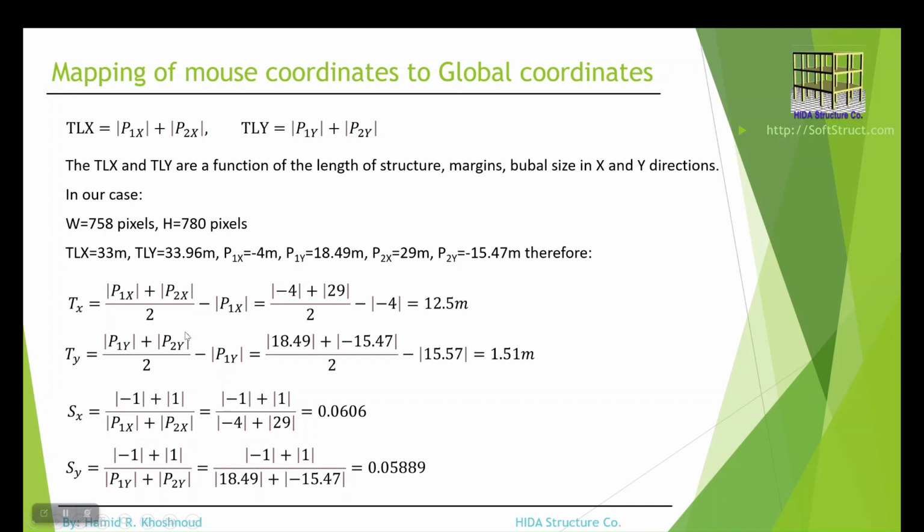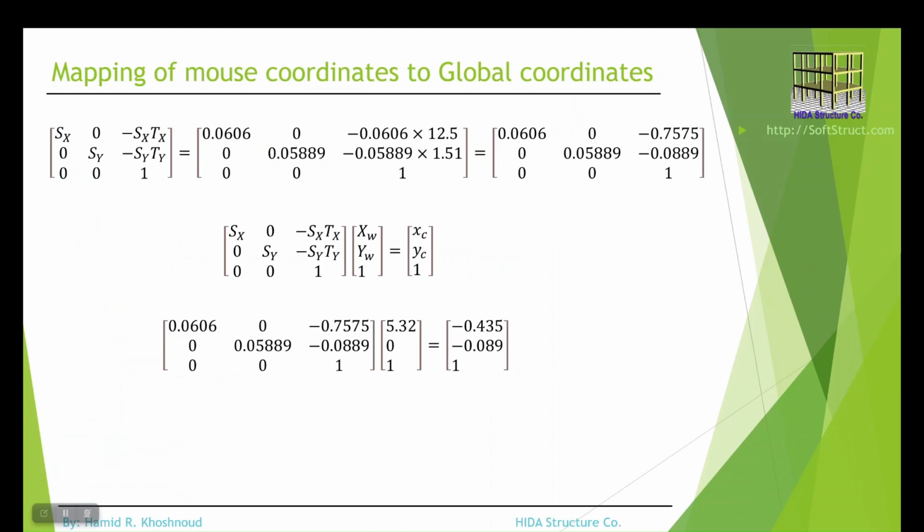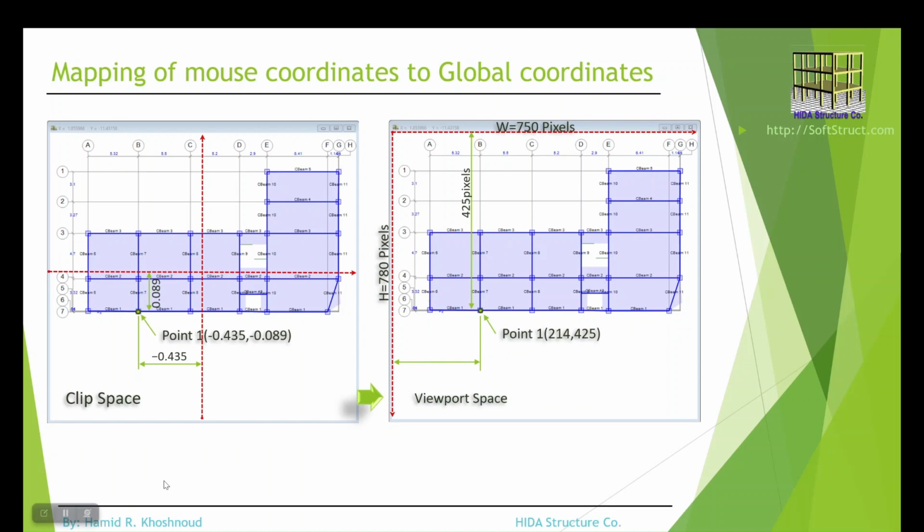By plugging the input values into our formula, we can derive the values of the scale and translation factors. We can calculate the transformation matrix by inputting the values of the parameters. Then we can determine the coordinates of point 1 in clip space by multiplying the transformation matrix by the world coordinates of point 1.